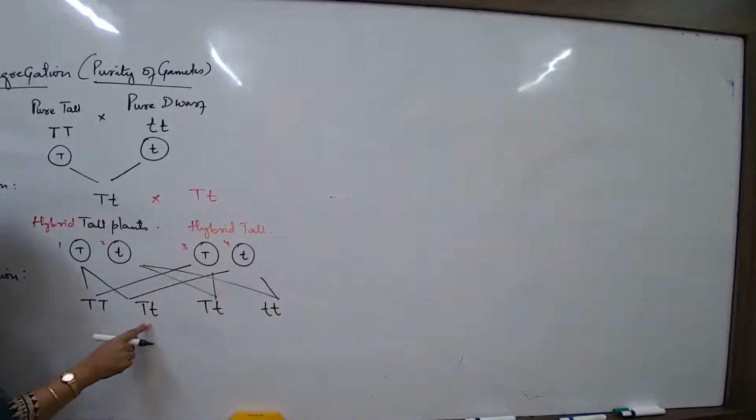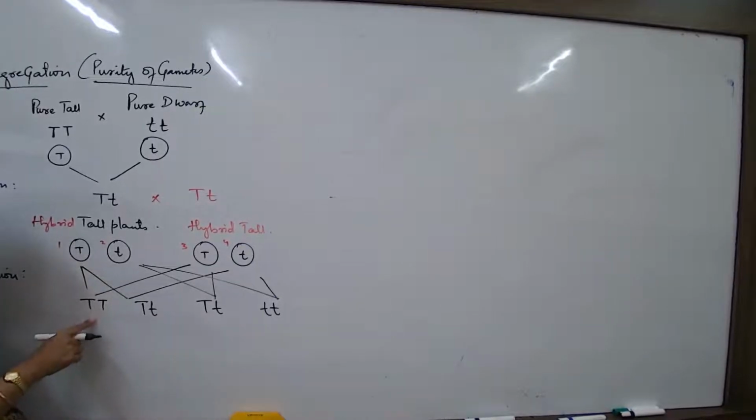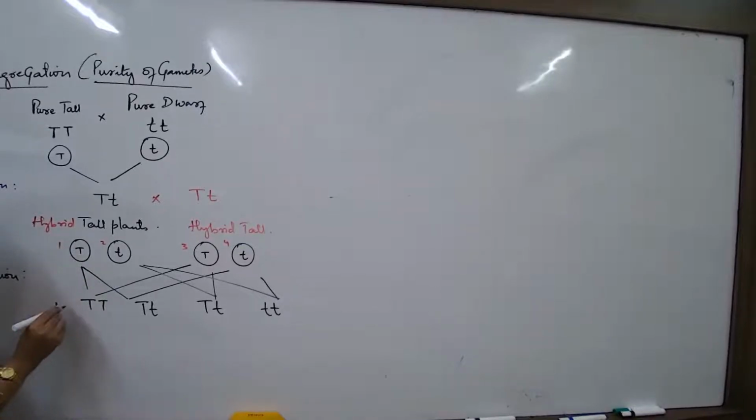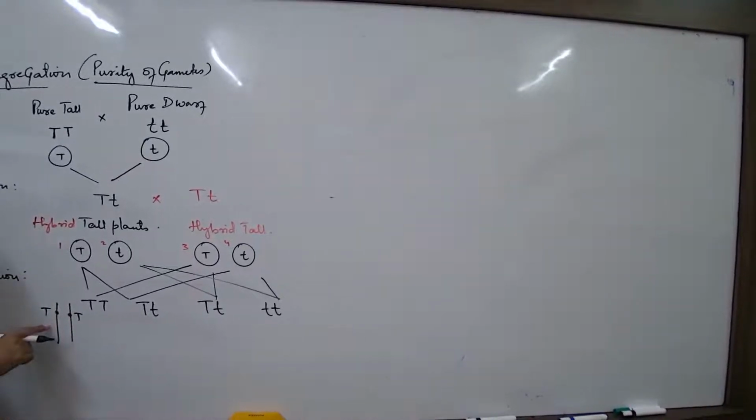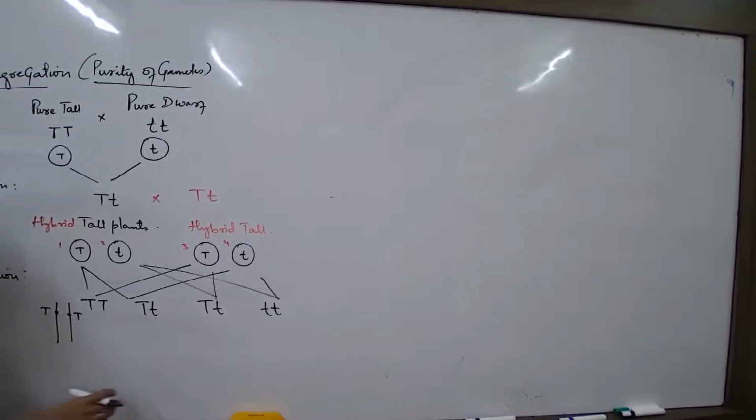So what did I write? The way of writing letters like this, what does this indicate? Capital T and capital T means I'm actually talking about a pair of chromosomes of these plants, where the arrangement of alleles is like this. Now every time we will not draw the chromosome, so we will just write the letters.